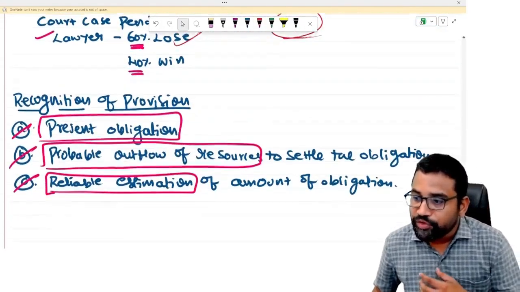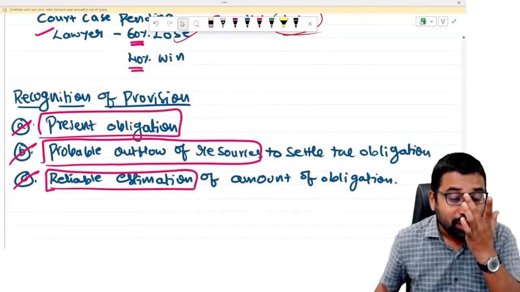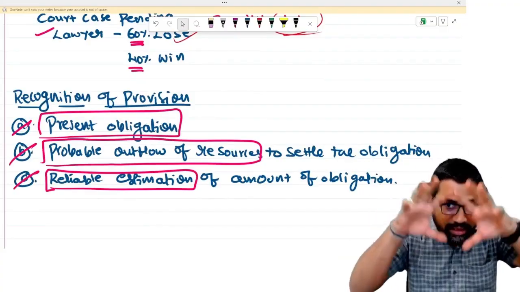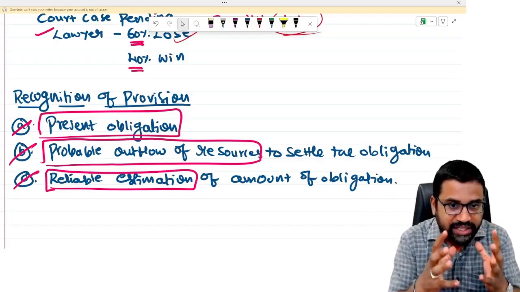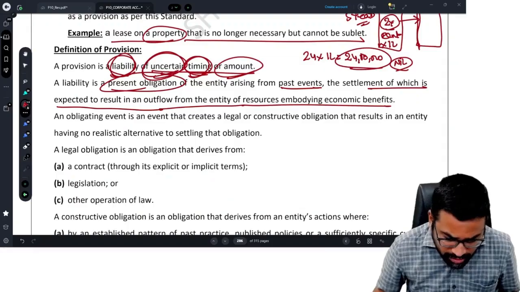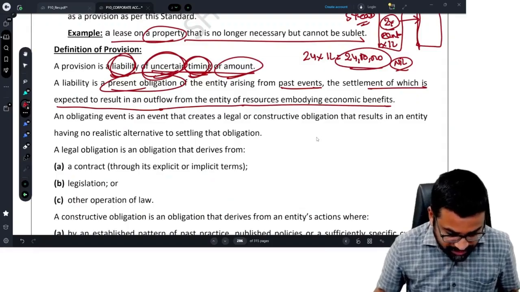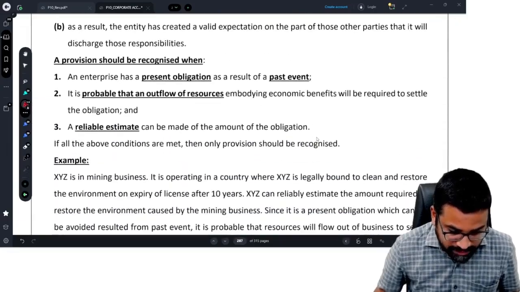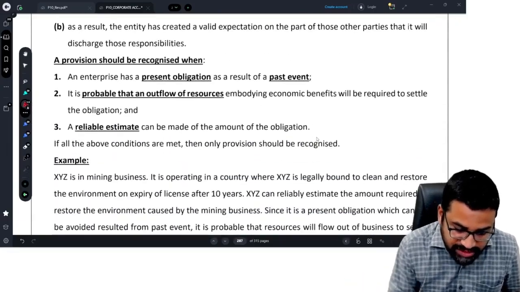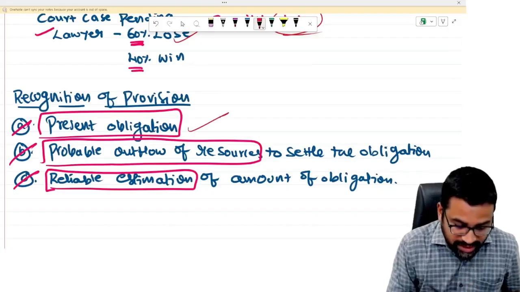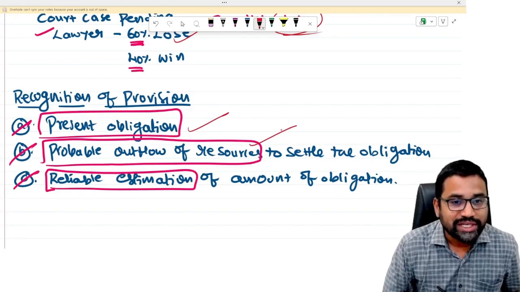So tell me, if you want to create a provision in the books, what are the three conditions you need to satisfy? See, if you read the definitions correctly, these are the three points you need to remember when you are required to recognize a provision. Three conditions must be satisfied. First, there is a present obligation arising from a past event. And then a probable outflow of resources to settle the obligation.